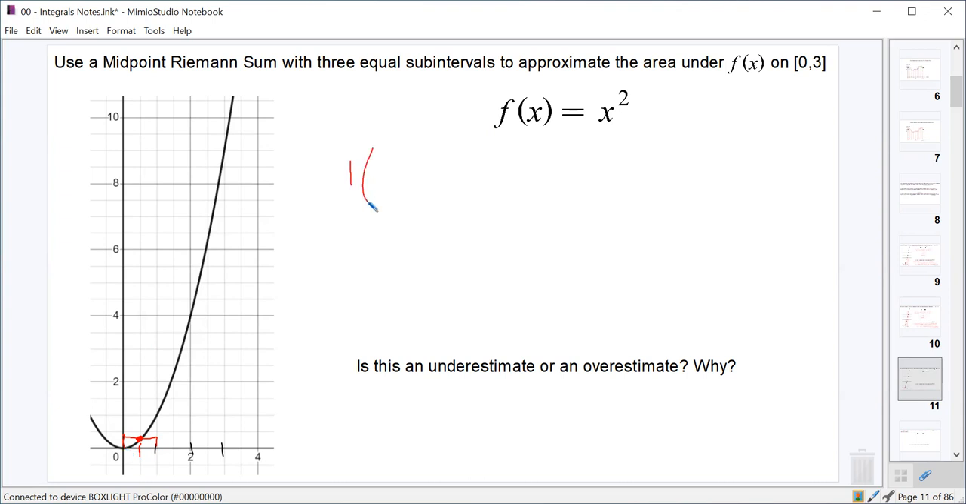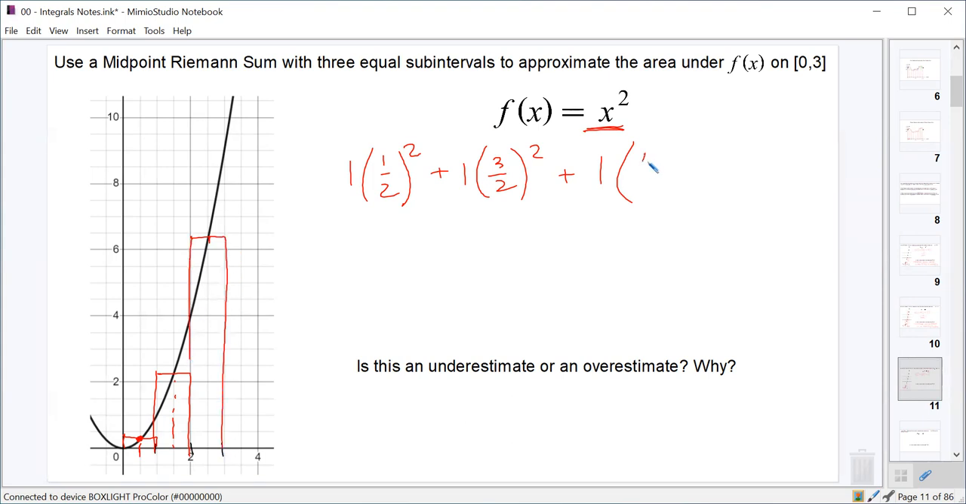We know its width is 1, but its height is just the value of the function when x is a half. Well, that'd be 1/2 squared, since f of x is x squared. And the second one will go straight up from the middle of 1 to 2, which would be 3/2. And so this one should be a width of 1 times 3/2 squared. And then the last one is also going to have a width of 1. But this time we're going to go up from 5/2. And so it ought to be 1 times 5/2 squared.